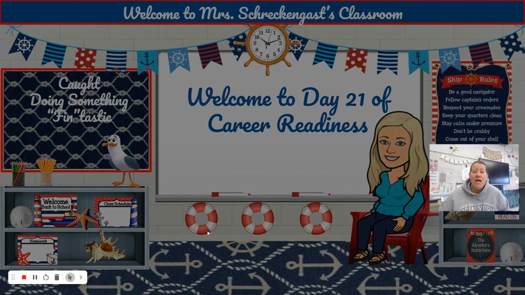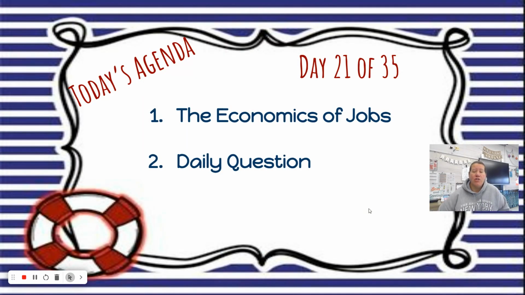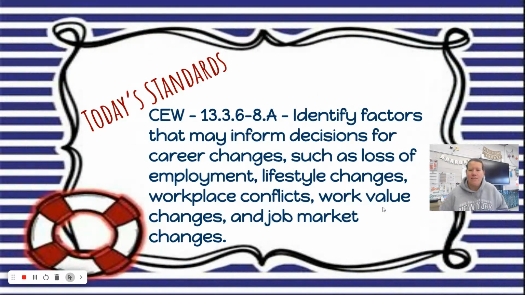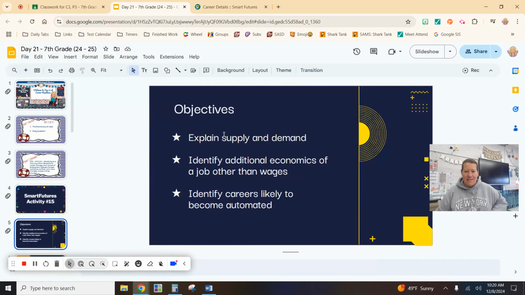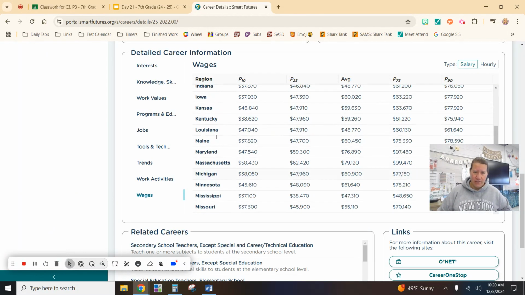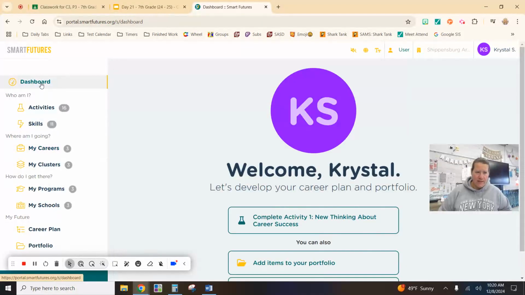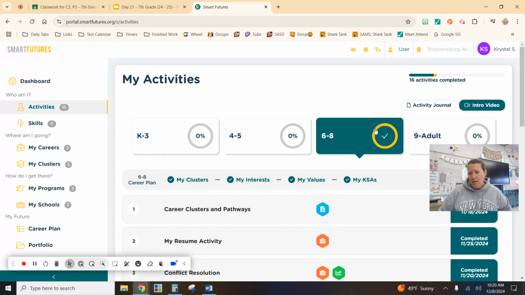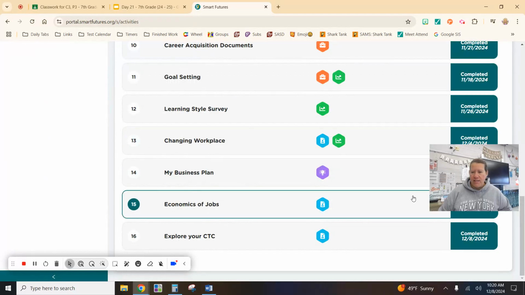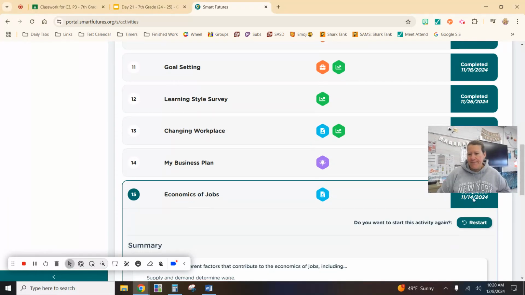Today, you're going to do the economics of jobs, which, what does that really mean? Well, I will tell you. It is Smart Futures activity number 15. And rather than go through the slides that has everything that's in your Smart Futures, I'm going to go into your Smart Futures. This is activities. We're going down to number 15, which is the economics of jobs.